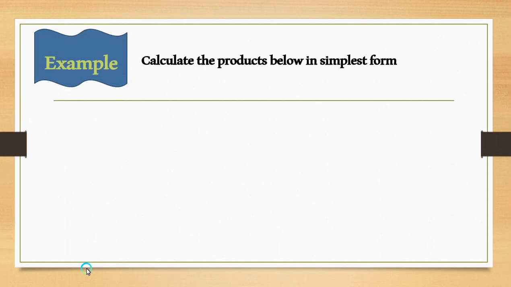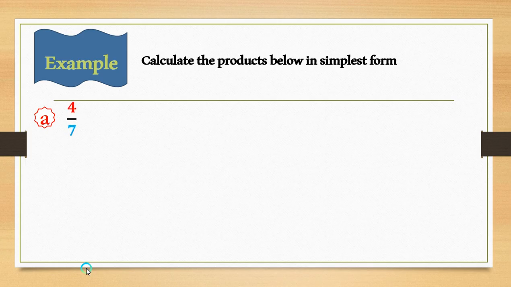Now, going to our example one: calculate the products below in simplest form. So, take care, our question here contains two parts. First, find the product. Second, in simplest form.